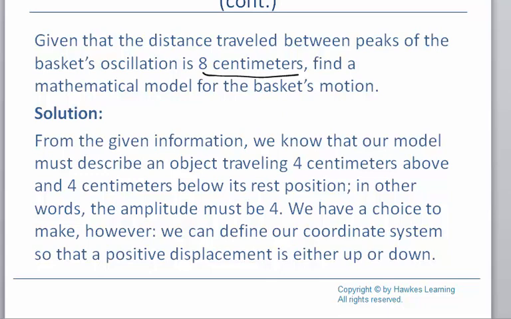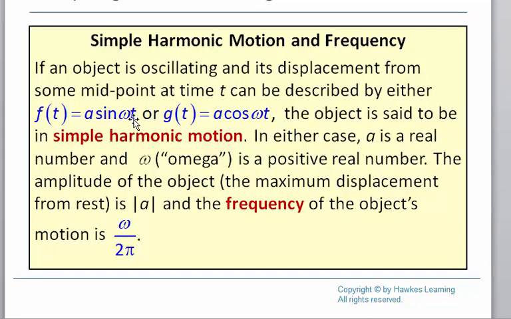We have a choice to make, however. We can define our coordinate system so that a positive displacement is either up or down. Now, we're going to come back to that in just a minute when we look at the graph and try to explain what that's saying. But right now, what we do know is that the amplitude must be equal to 4. So if I look at my model for my equation, I know that the A value is the amplitude. And so I'm going to be putting a 4 in front of that cosine function.